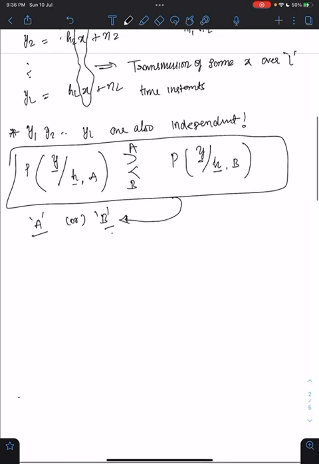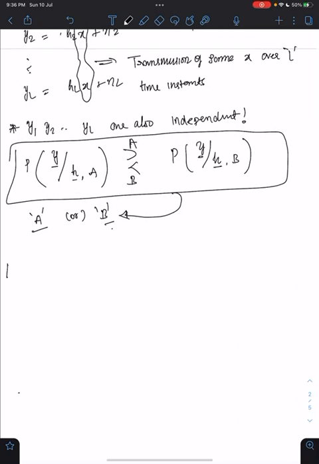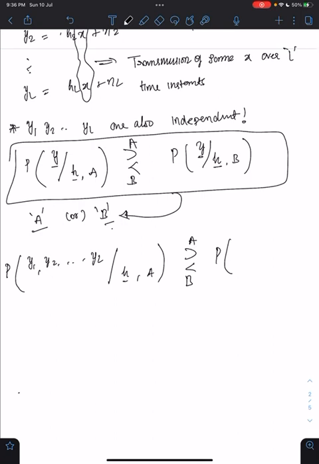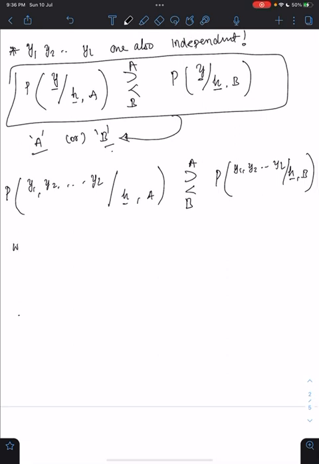Alright, so it is like the probability of y1, y2, and so on, I'm just expanding the vector y, given h bar and A, greater than or less than the probability of y given h bar and B. I'm not going to do the full derivation. I'll skip the algebra, but I'll definitely give the approach to do it. Alright, so given that we know A is transmitted.